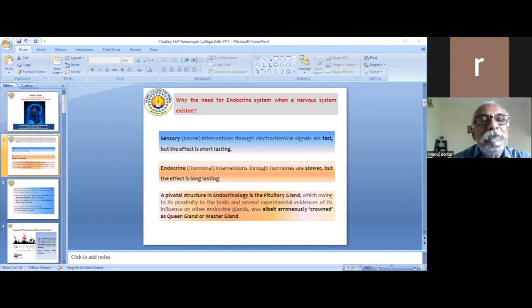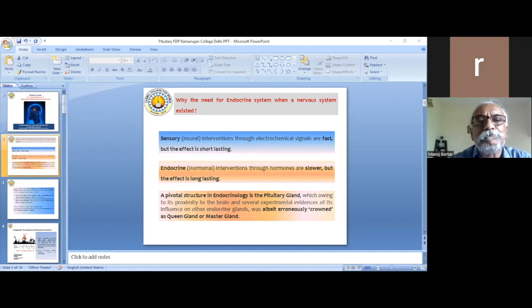Number two, sensory interventions are fast, but the effect is short lasting. Likewise, the endocrine or the hormonal controls are slower. I've already said this. It may take seconds to hours to sometimes days together before a desired effect is observed. But once the effect has been brought about, it shall last for some time. That is, it is long lasting.